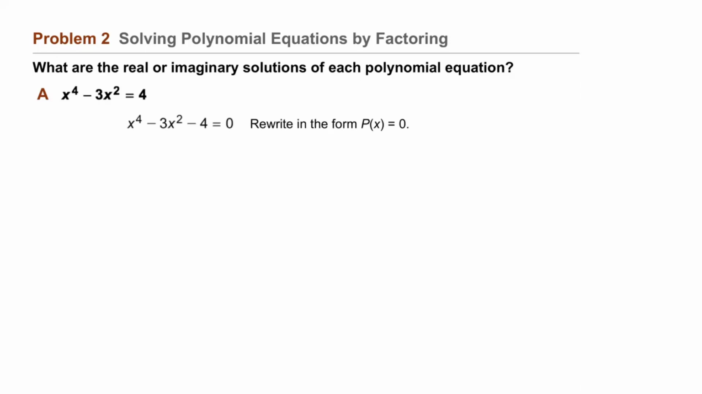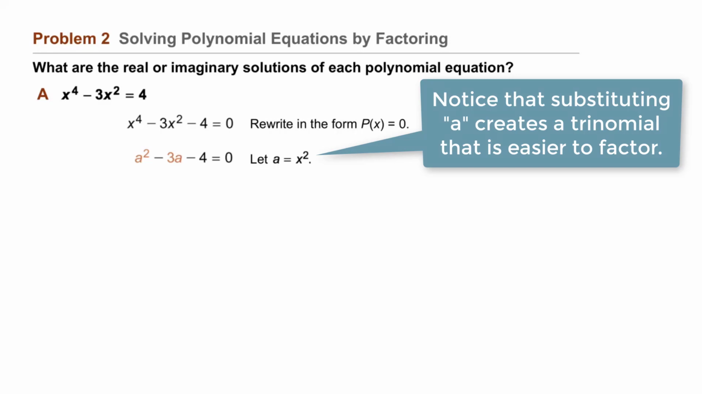We'll start by rewriting the equation in the form p of x equals 0. The equation becomes x to the fourth minus 3x squared minus 4 equals 0. Then we can let a equal x squared. So we rewrite our equation temporarily as a squared minus 3a minus 4 equals 0. Now we can factor the expression on the left. A squared minus 3a minus 4 becomes the product of two binomials, a minus 4 and a plus 1, still set equal to 0.